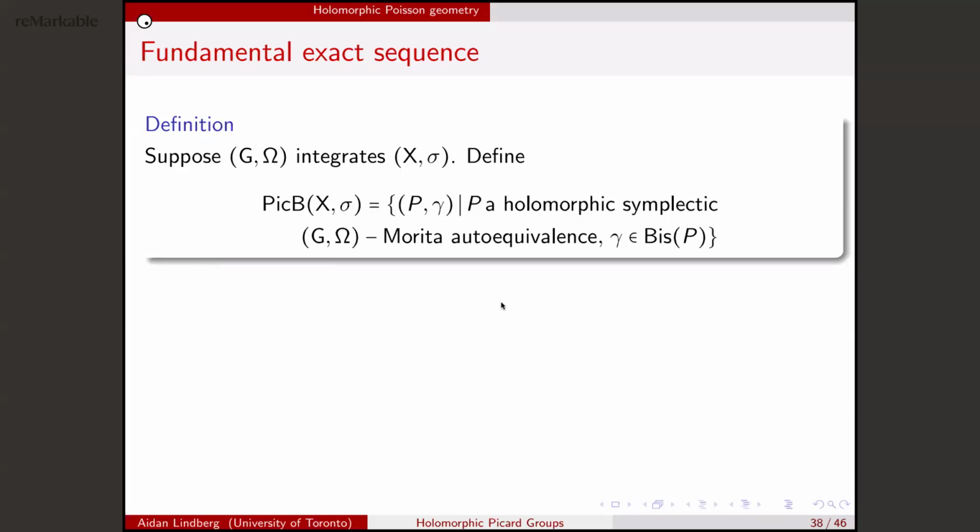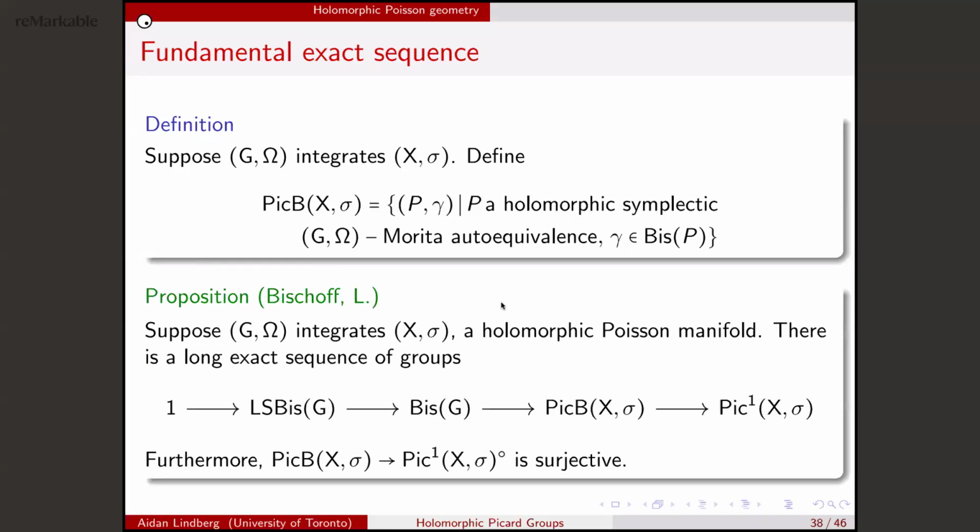All right. Now with this, we have the following result, which is if G, omega integrates X, sigma, which is a holomorphic Poisson manifold, then we have a long exact sequence of groups. So this Pic B group is going to map to the Picard group, where if I have a Morita autoequivalence and a bisection, then I can just forget about the bisection and send it to the class of that Morita equivalence. Okay. So this is not a surjective map, but if you restrict this to the connected component of the identity, then it actually is surjective.